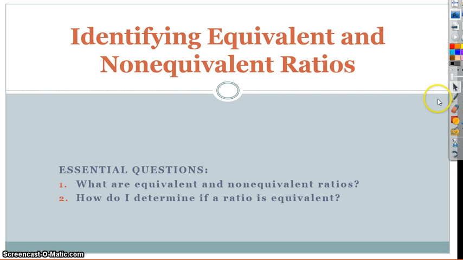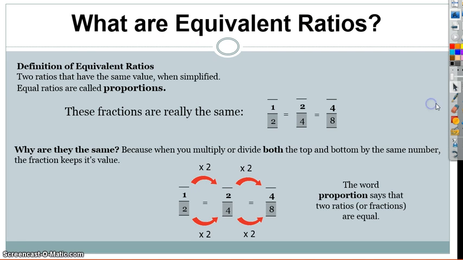In this lesson we will be identifying equivalent and non-equivalent ratios. Our essential questions are: what are equivalent and non-equivalent ratios, and how do I determine if a ratio is equivalent?